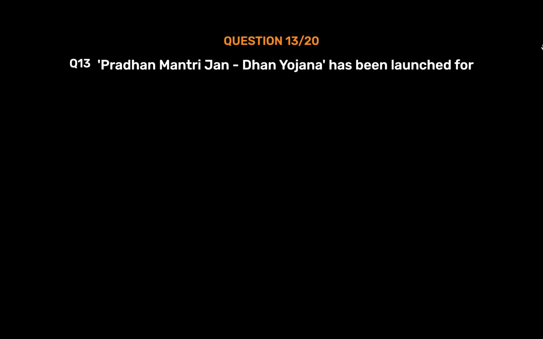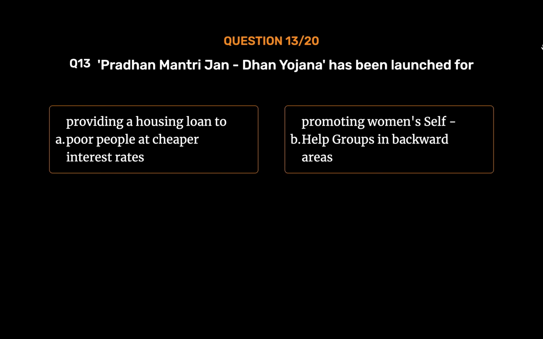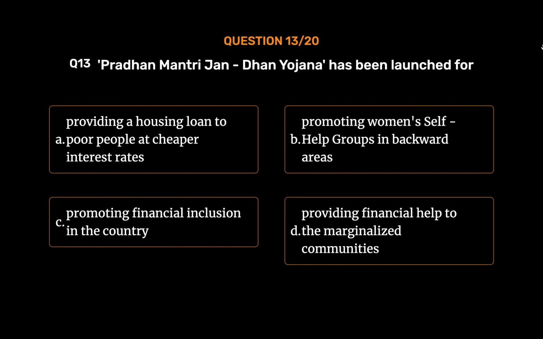Question number 13. Pradhan Mantri Jan-Dhan Yojana has been launched for option A, providing a housing loan to poor people at cheaper interest rates. Option B, promoting women's self-help groups in backward areas. Option C, promoting financial inclusion in the country. Option D, providing financial help to the marginalized communities. The correct answer is Option C, promoting financial inclusion in the country.